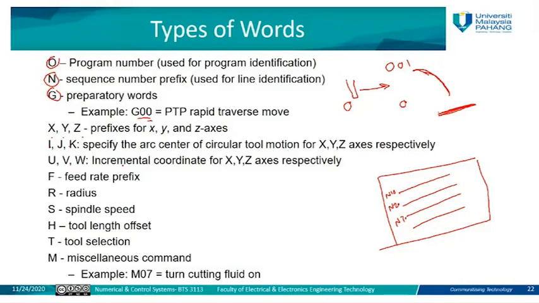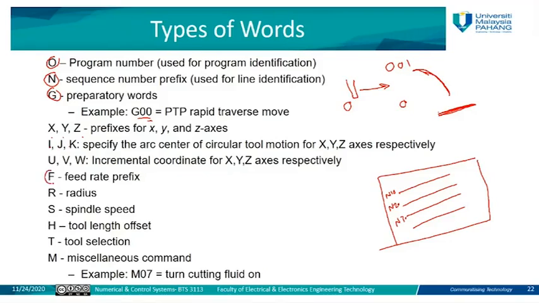UVW here are the incremental coordinates for X, Y, Z. For X, we have U. For Y, we have V. For Z, we have W. So if you have a shift along the X-axis, we call it the U-axis. For the Y-axis, we call it the V-axis. For the Z-axis, we call it the W-axis.